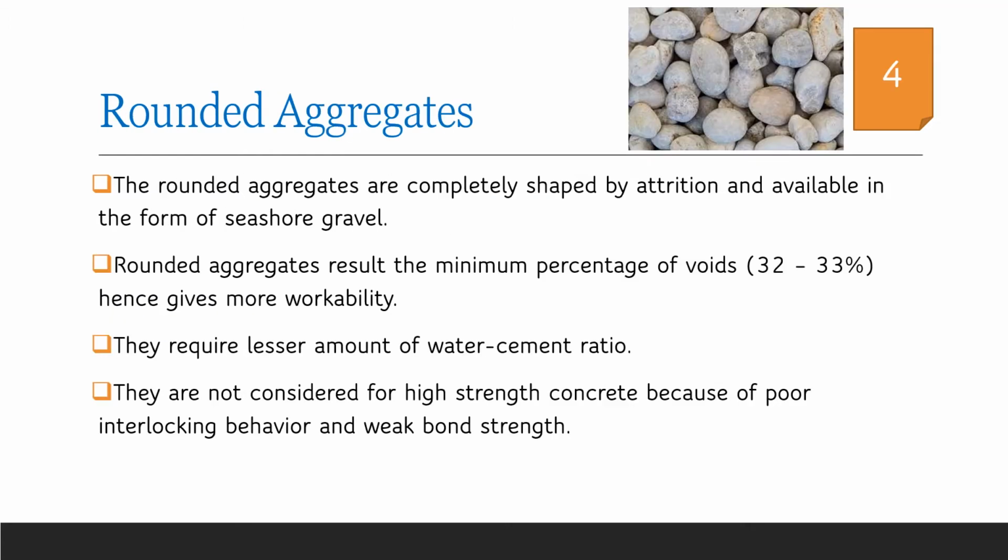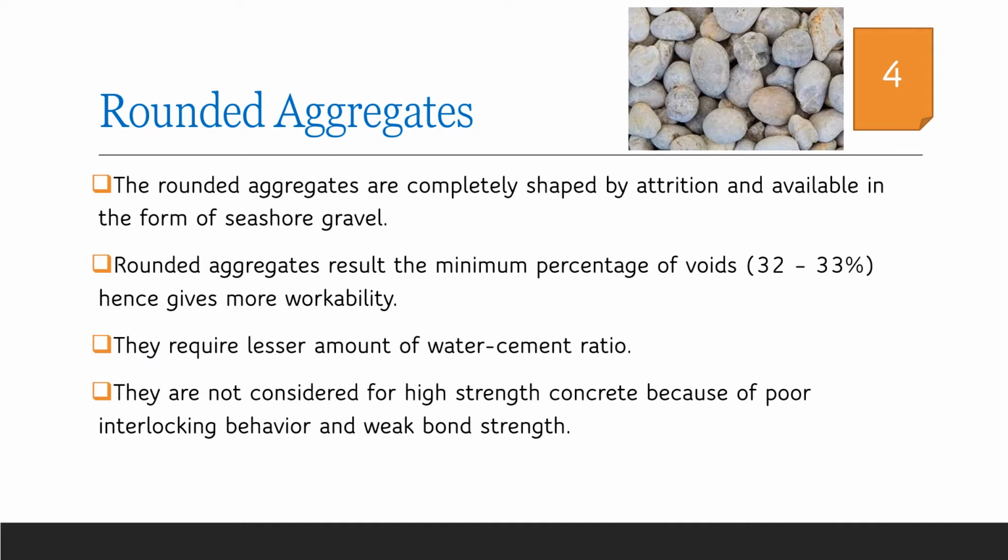First of all, let us consider round shaped aggregates. As shown in the picture, they are round in shape and have a percentage of voids of around 32 to 33%. And it has an inherent property of improving the workability. As a result, we can reduce the water cement ratio. Generally, we increase the water cement ratio in order to get a better workability. Then the problem is that when we increase the water cement ratio, the strength of the concrete may change. So we prefer to keep the water cement ratio to a minimum value.